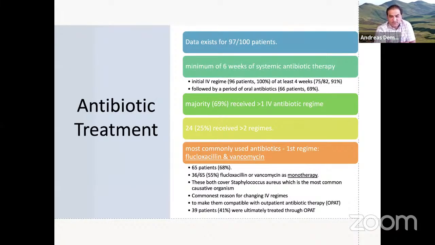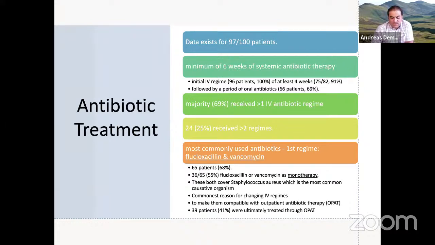How about antibiotics? I think it's pretty much accepted that it is a systemic treatment, usually IV. Our regime is initially IV for at least 4 weeks, often 6 weeks, then followed by another period of oral antibiotics. And effectively, it is often 6 weeks IV and 6 weeks oral. Majority received more than one antibiotic in their regime, and about 25% more than 2 even. In other words, 3. Floclox and Vanc are the most common.